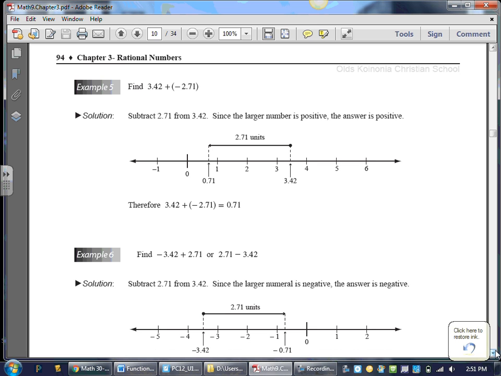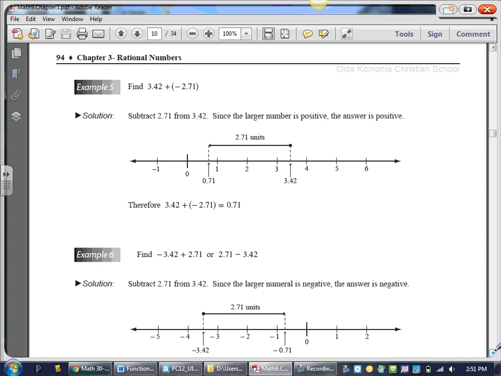Okay, so here we go, 3.42 plus a negative 2.71. Well, that plus or minus, the signs are opposite signs, they're different, so it just becomes a minus. So here's what you do, 3.42 minus 2.71. Line up your decimals when you subtract, and away you go.